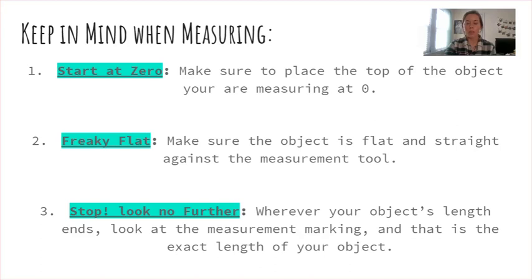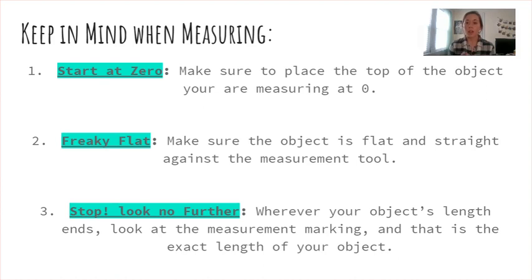All right, so now that we know what tools to use and how to read these tools, we're now going to look at how to measure an object and what we do when measuring an object to get the best and most accurate measurement, okay? So I've provided you 3 tips or 3 steps when it comes to measuring objects. The first one is to start at 0.